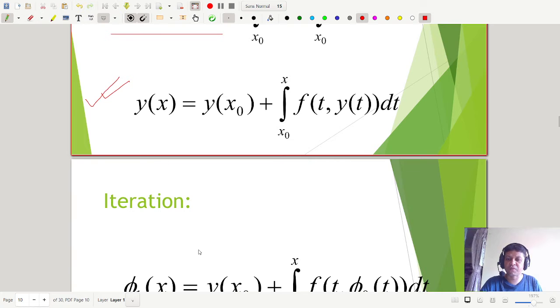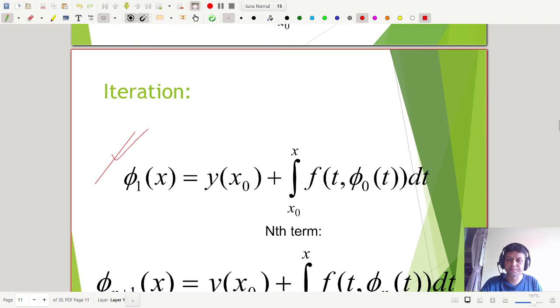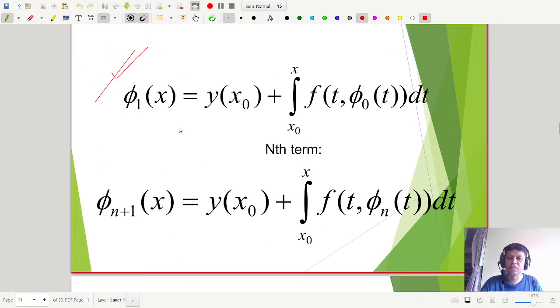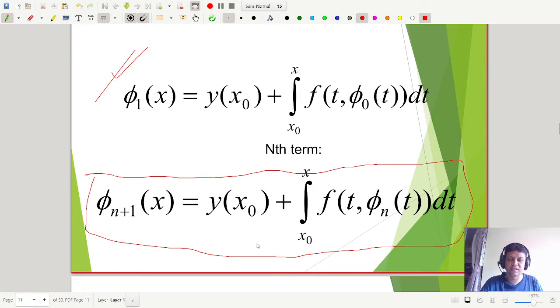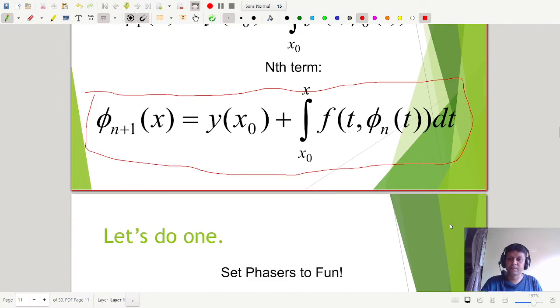So this is written as phi 1(x), the first iteration, and you continue, you will get phi 2, phi 3, phi n, etc. This is the nth iteration formula: phi n(x) equal to y(x0) plus the integral from x0 to x of f(t, phi n(t)) dt. Okay, so this is the iteration by Picard's method.